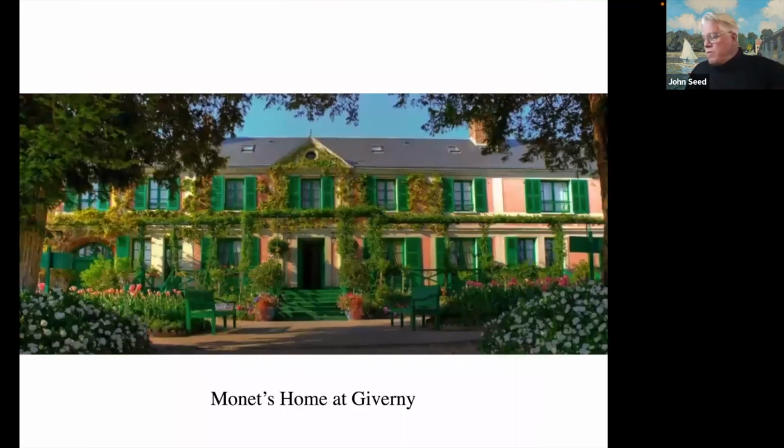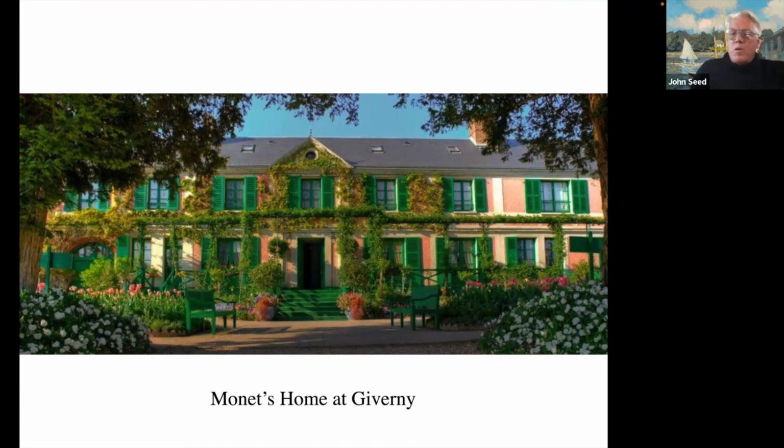So in the last part of his life, he moved to Giverny, which some of you have probably had a chance to visit. If you haven't, it's a fantastic tourist attraction, maybe an hour outside of Paris by bus. And at Giverny, his life there went in stages.